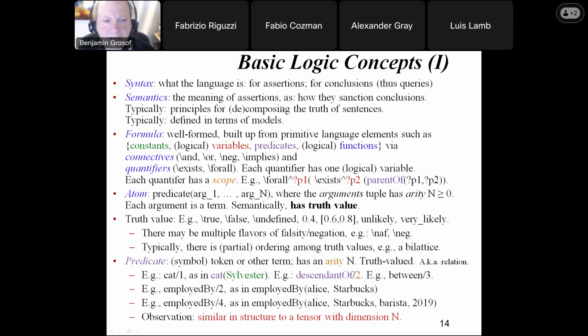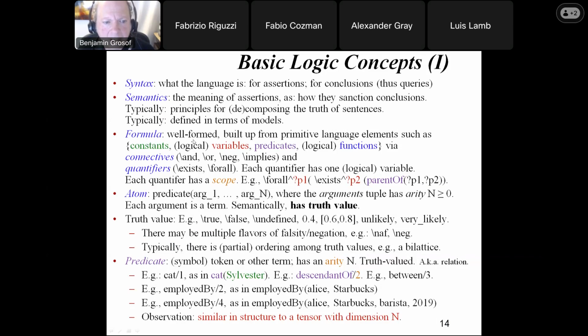Semantics is the meaning of the assertions, defined in terms of how they sanction conclusions, which are principles essentially for decomposing the truth of sentences, and defined in terms of models, typically. And that'll be true of all the KRs we're talking about here.